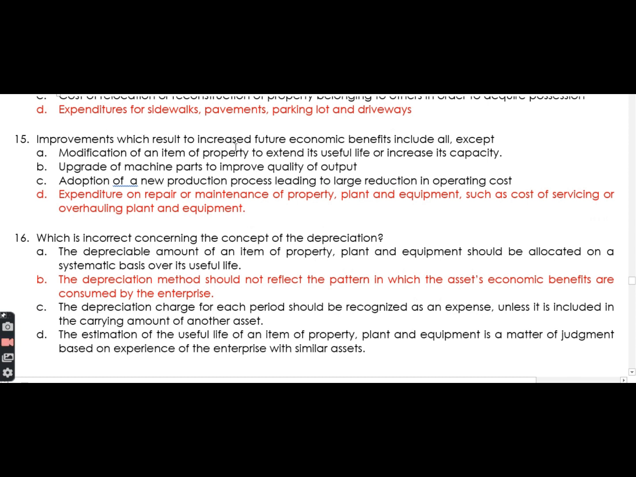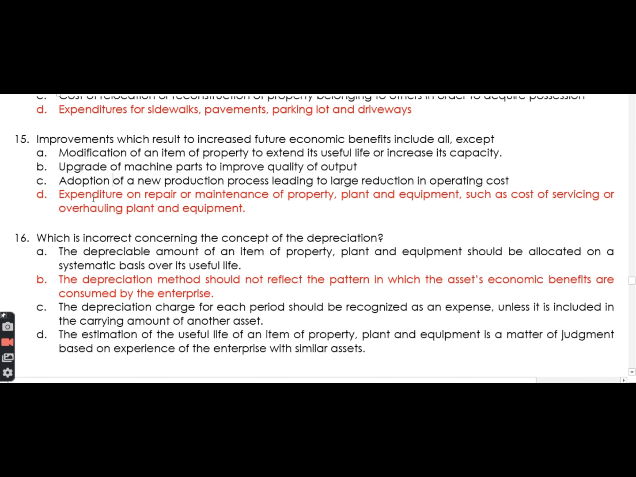15. Improvements which result to increased future economic benefits include all except, okay? Modification of an item of property to extend the useful life, pasok yan kasi may extend yung useful life. Upgrade of machine parts to improve quality of output, so mag-i-improve yung productive capacity niyan, pwede yun. Adoption of a new product process leading to large reduction in operating cost, bababa yung mga gastos natin, edi capitalizable cost din yun. So, correct yung letter C.